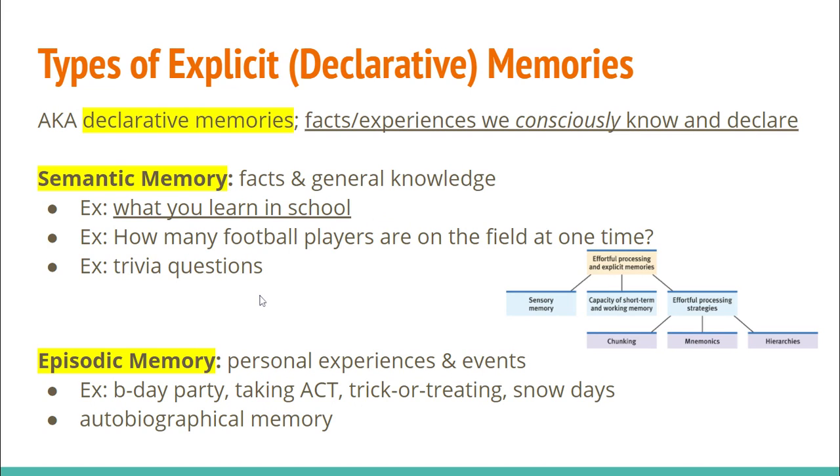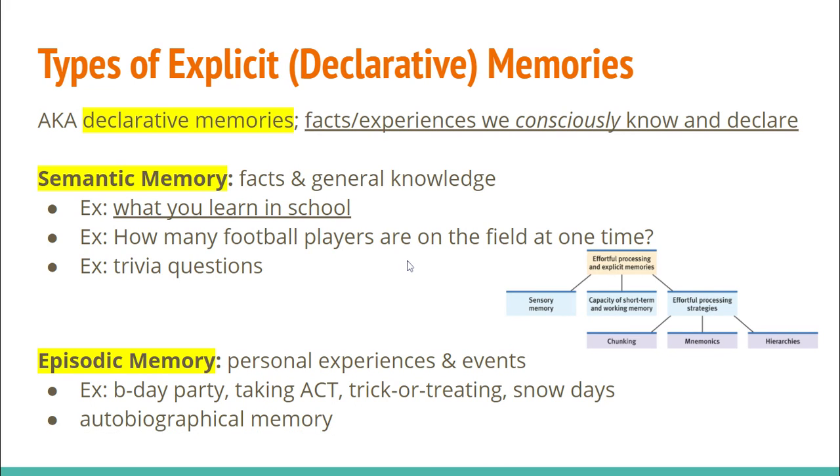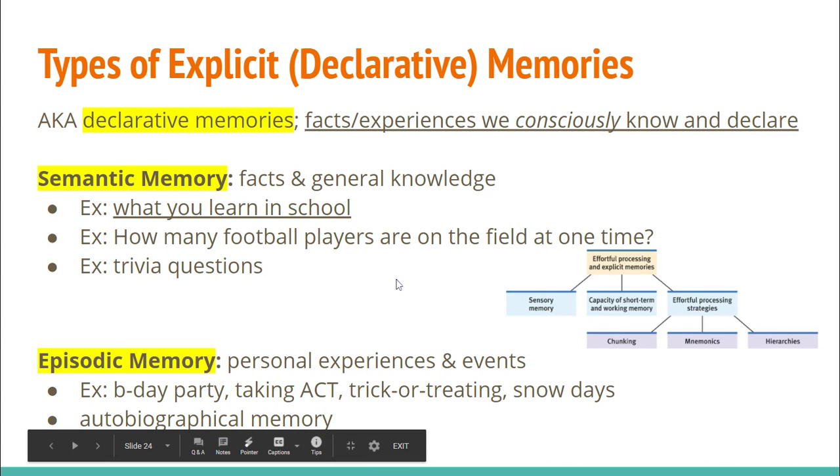Facts. Episodic are our experiences, personal experiences, events. Right, taking the ACT. I still remember all 4 of the different times that I took the ACT. I don't know what I was wearing those days, but I do remember the different places that I took it, and the people that I sat around, and things like that. Specific events that we remember. This is also known as autobiographical, or stuff that happened to us, right?